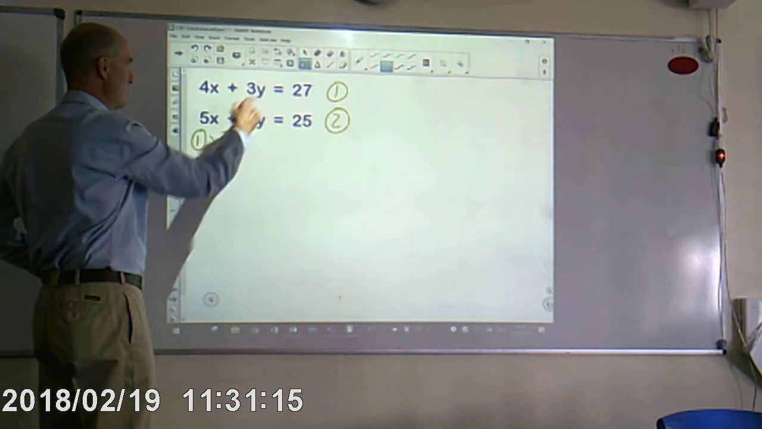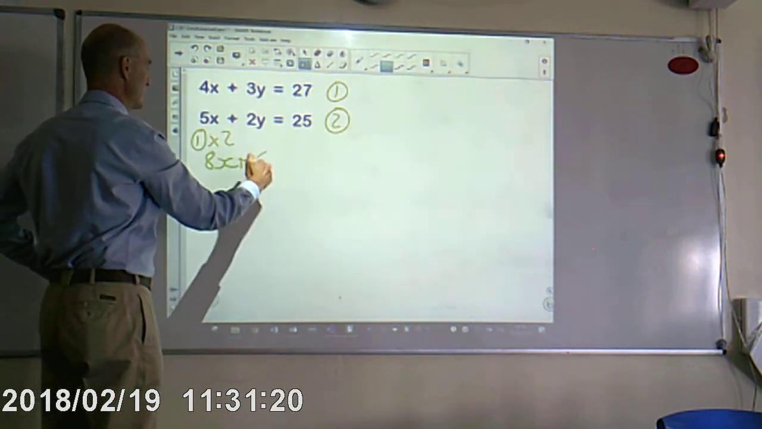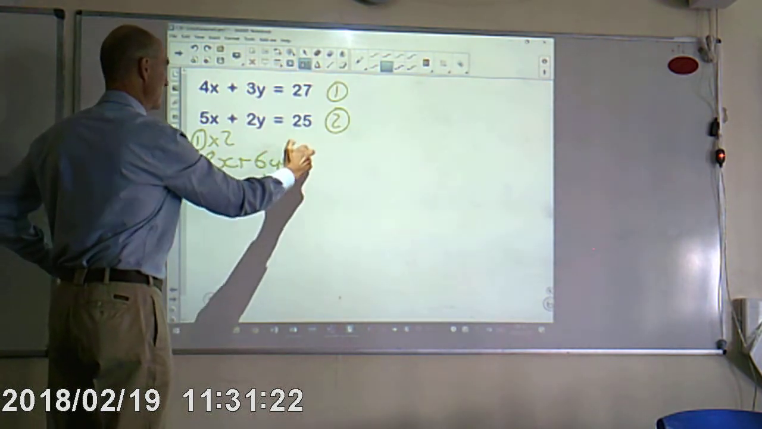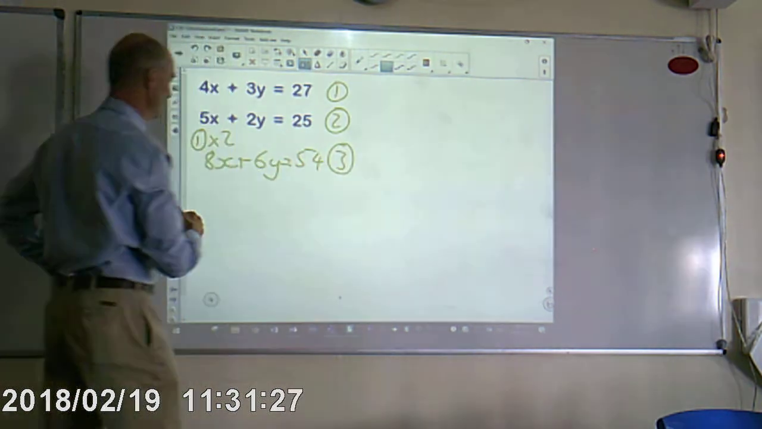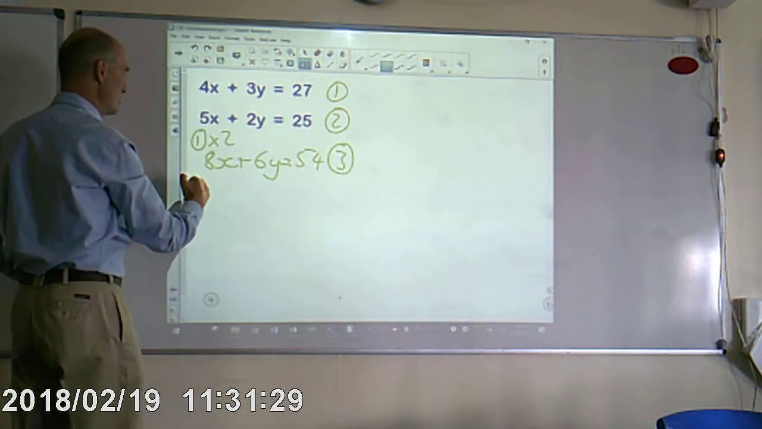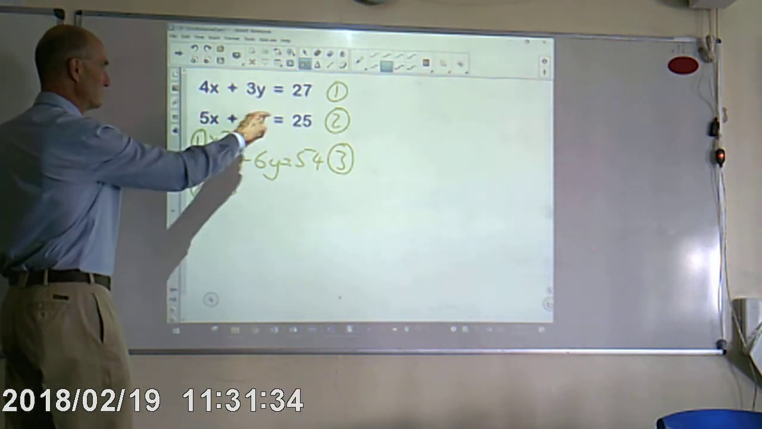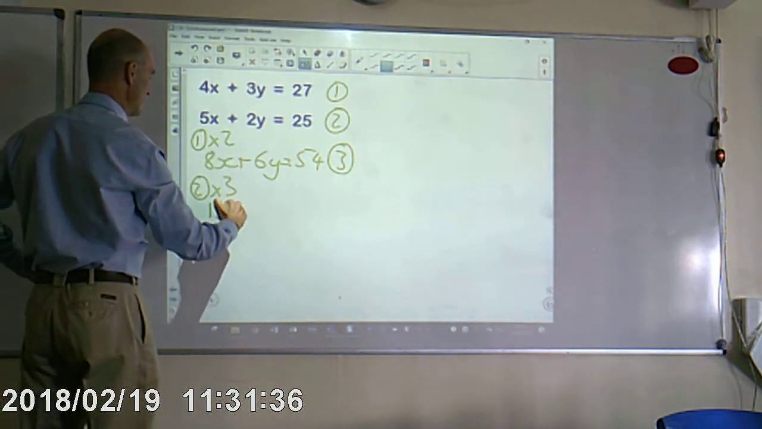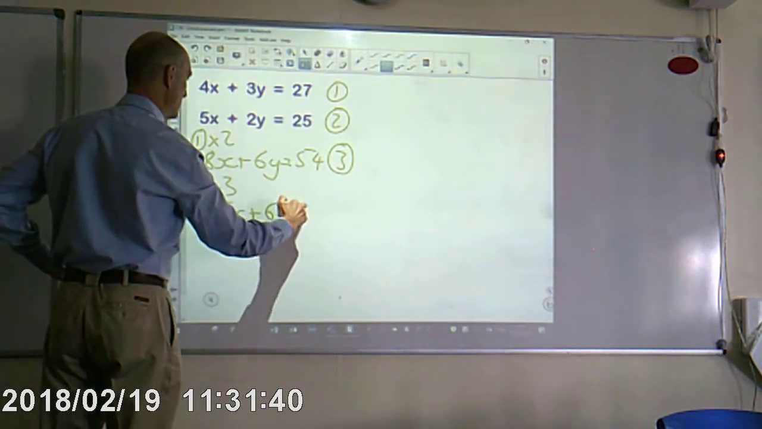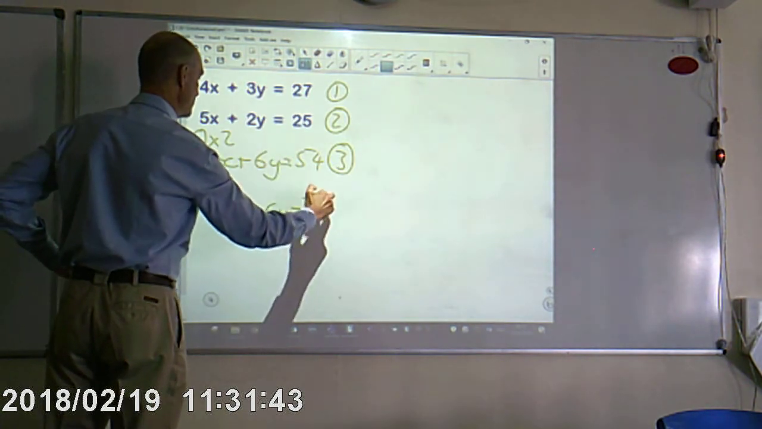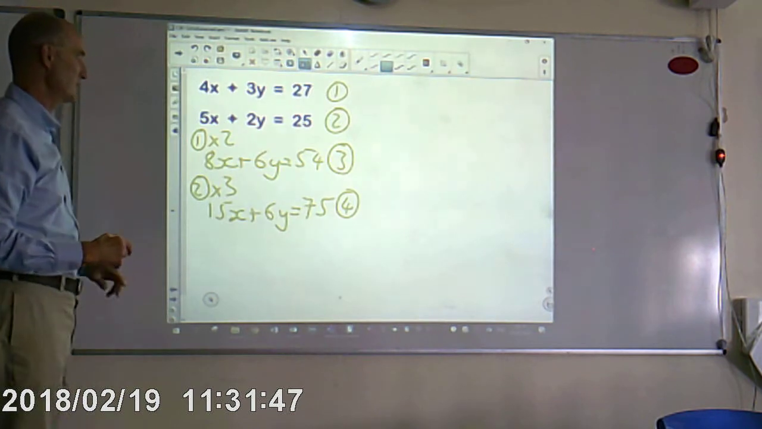So equation 1 becomes 8x plus 6y equals 54. New equation, call it 3. Then I'm going to do equation 2 multiplied by 3. 15x plus 6y equals 75. Equation 4.